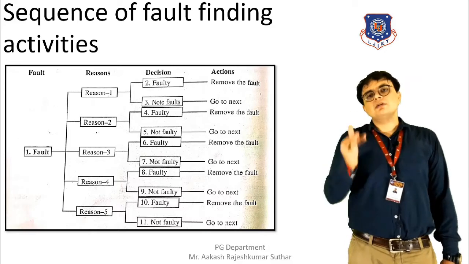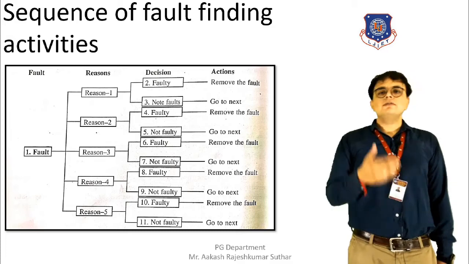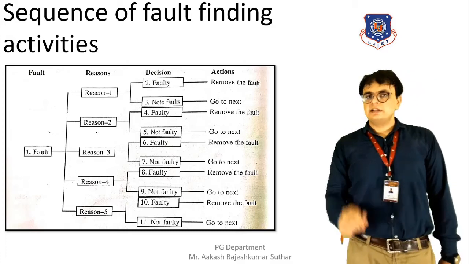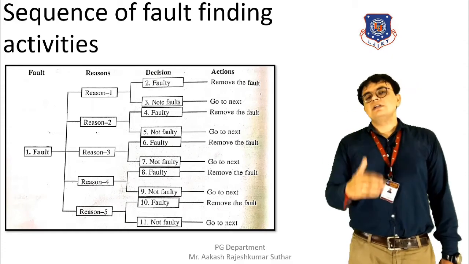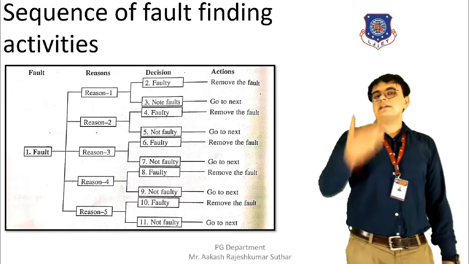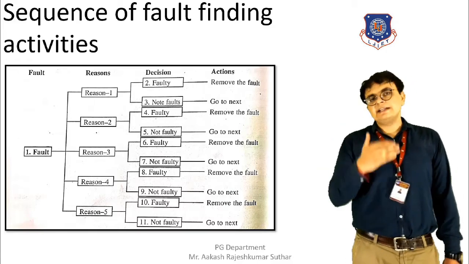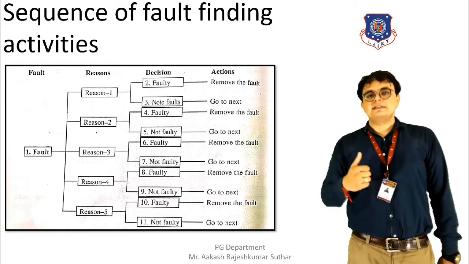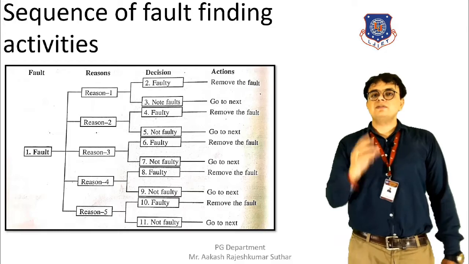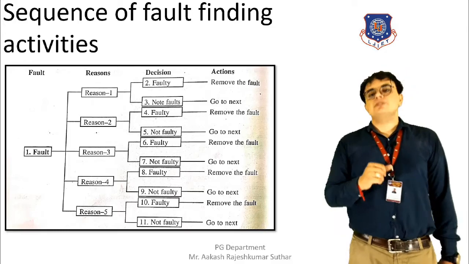So by doing so, we need to go for the reason number 4. There also we need to take certain actions and certain decisions. If reason 4 is found faulty, we can say that the fault has been caused because of reason number 4. So accordingly, we need to take the decision, and the decision will be to remove that fault. Means we have found the fault and we need to remove it.